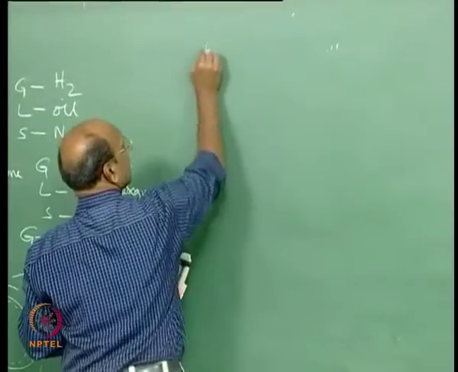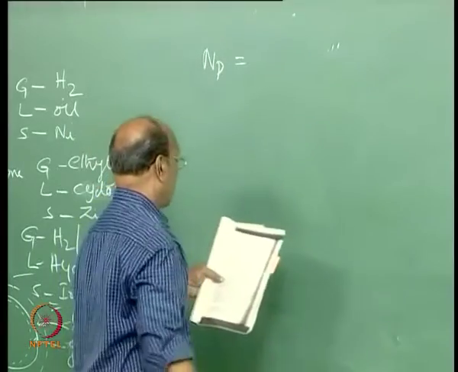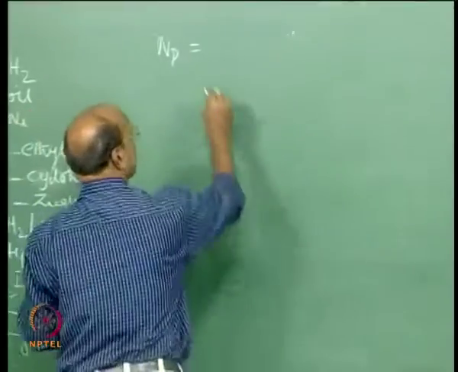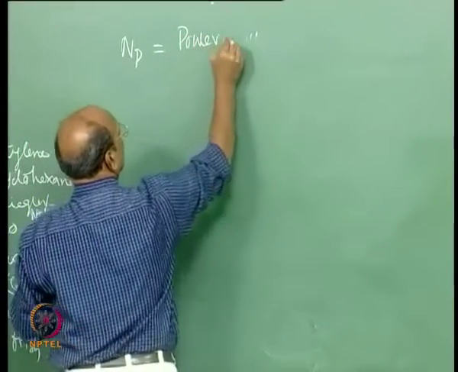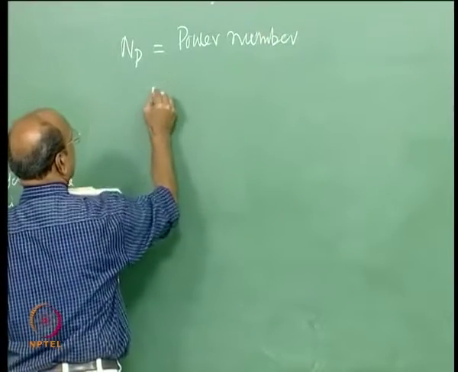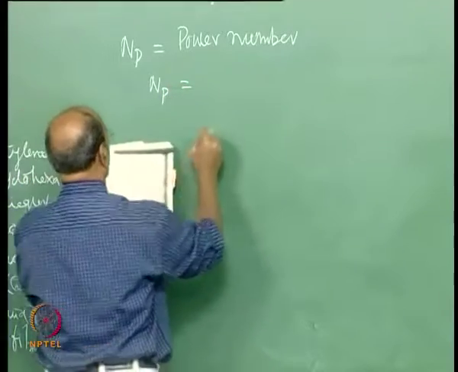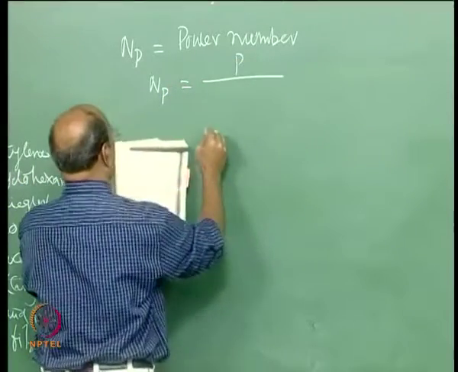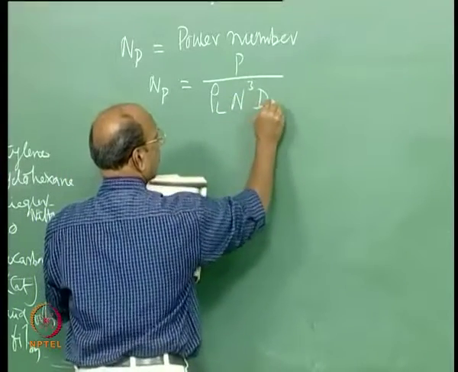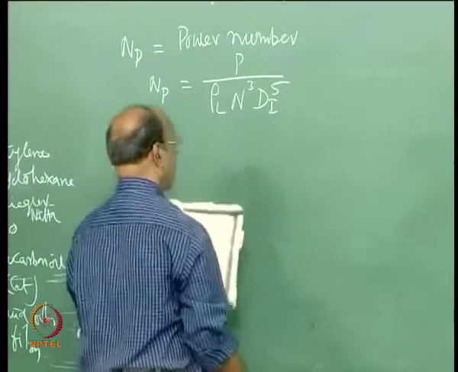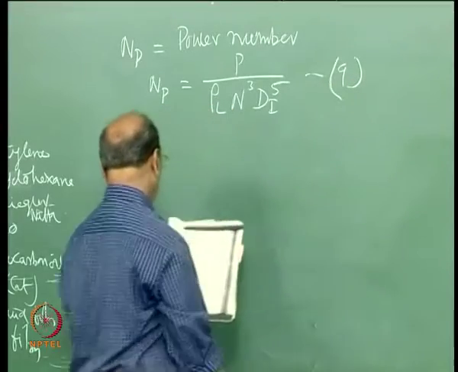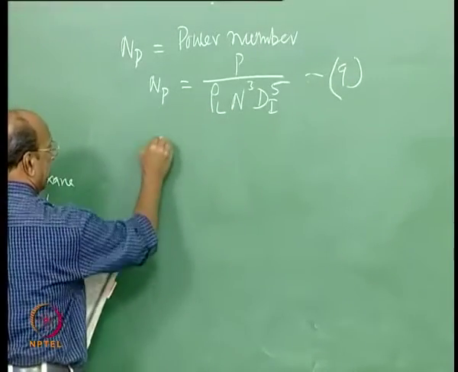So NP. See the problem, that is why I said these people would have worked lifelong only on this. Now NP has another equation, the power number, where NP is equal to capital P by rho L, the liquid density, N cubed. So this is equation number 9, where phi is a correction factor.